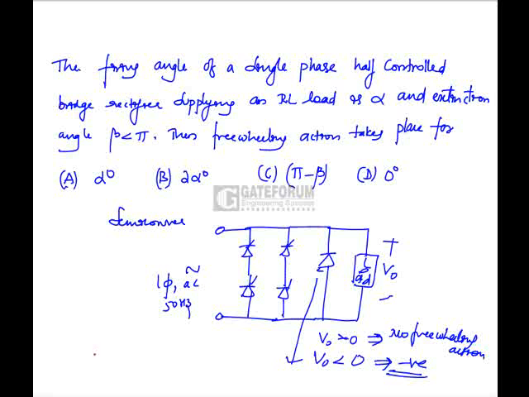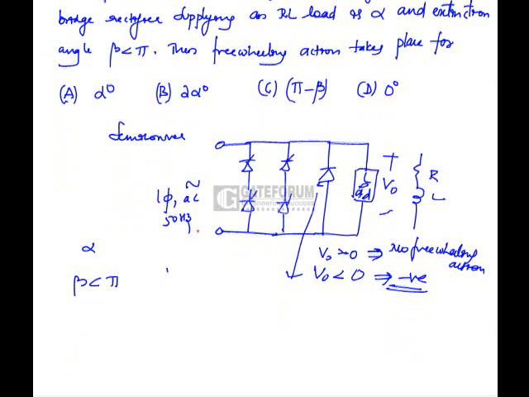Now if you see here, a single phase half controlled bridge rectifier supplying an RL load, that means we have RL load, and extinction angle beta is less than pi. He has given firing angle alpha. Now let us draw the waveform of the output voltage for these characteristics.